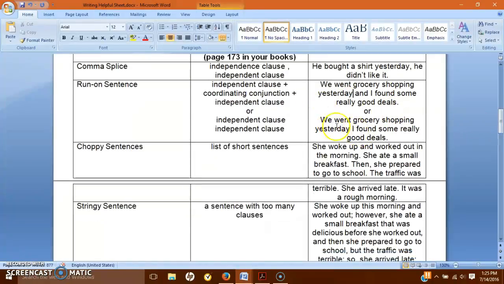The other way that you might see a run-on sentence, or might write one, is we went grocery shopping yesterday. I found some really good deals. So here, this one's probably more obvious. That's the simplest fix, just to add a period. You can also do this fix, a comma plus a coordinating conjunction, or even this, okay? So that's comma splices and run-on sentences.